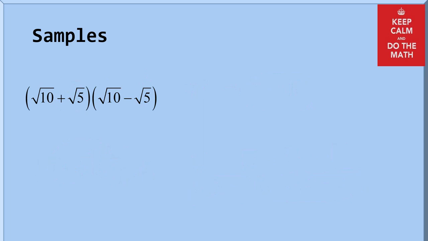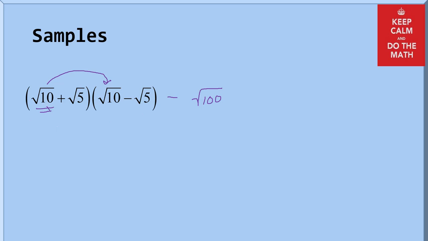Let's try one more sample. So now we have the square root of 10 plus the square root of 5 times the square root of 10 minus the square root of 5. Again, we're going to go ahead and FOIL this together. So over here on the left side, I have square root 10 times square root 10. Square root 10 times square root 10, well, 10 times 10 is 100.